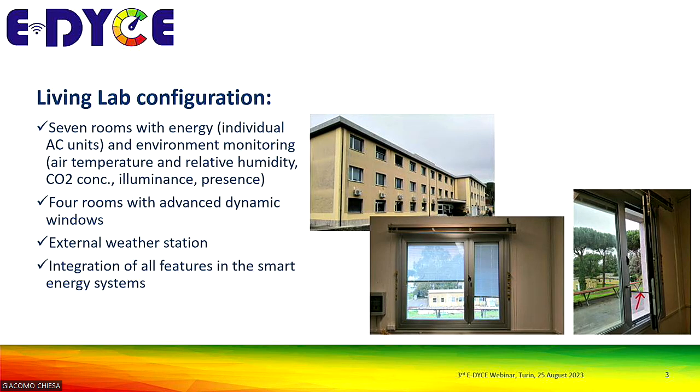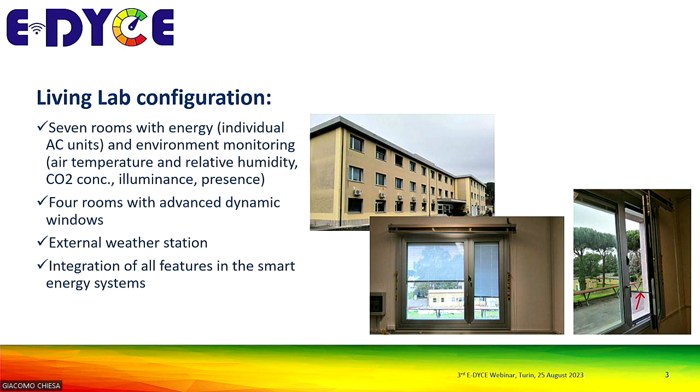So the Living Lab consists of 7 rooms in a building in Enea Research Center Casaccia in the northern outskirts of Rome. In this room, we have individual air conditioning unit for cooling and heating, and environmental monitoring of air temperature, relative humidity, CO2 concentration, illuminance, and also presence.